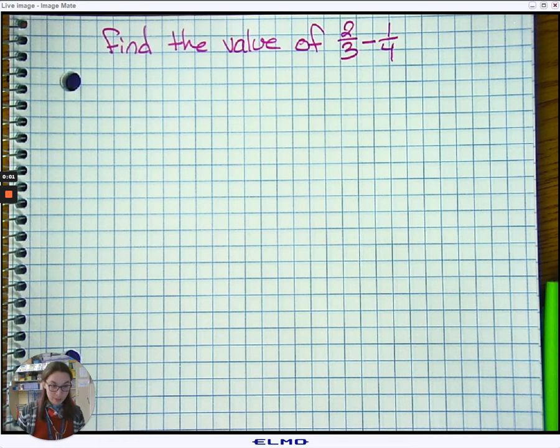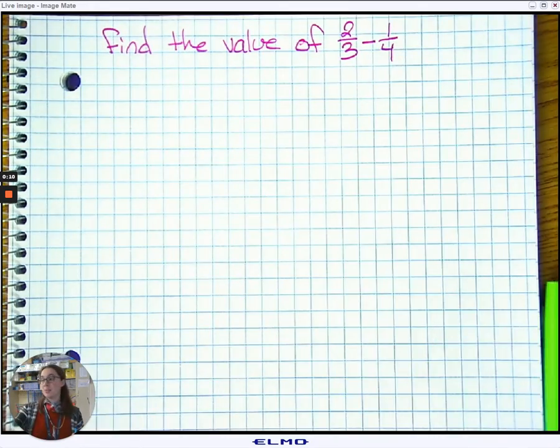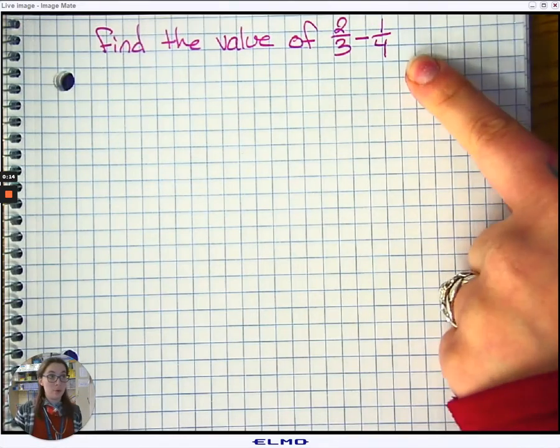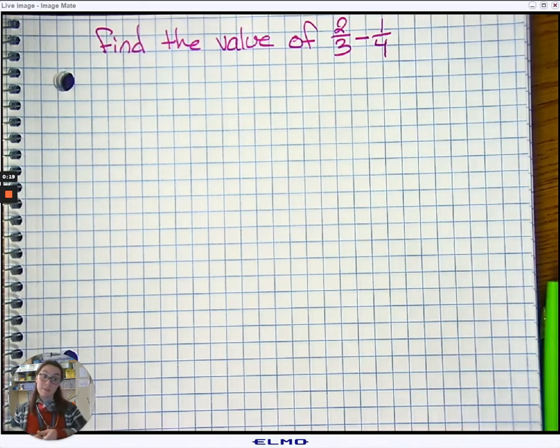This is lesson 4.2, example 4, the last one, and we have a simple subtraction problem. Find the value of 2/3 minus 1/4. Now, as we discovered earlier, we cannot subtract right now because we do not have a common denominator. So let's fix that.